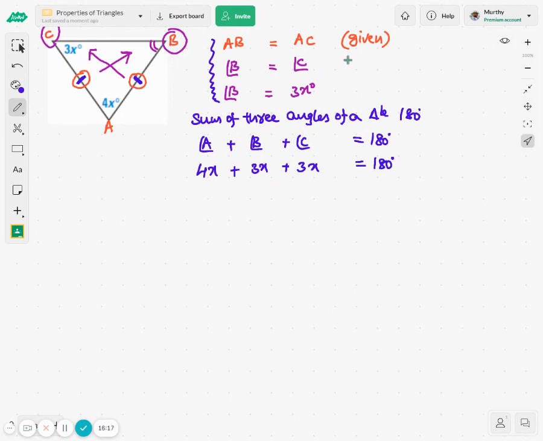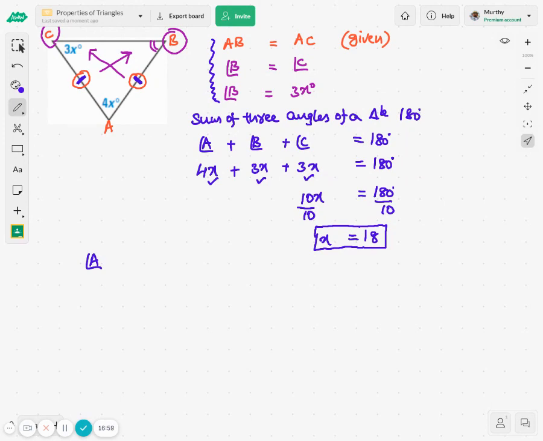So 4x plus 3x gives me 7x, 7x plus 3x is 10x, equals 180 degrees. I hope you know how to eliminate this 10. We go for inverse operations, that is division. After the cancellation, x equals 18 degrees. During testing, the question may be what is the value of x? Then you are done. But sometimes you may be asked what is the value of angle A? So you have to be really careful while solving the problems.